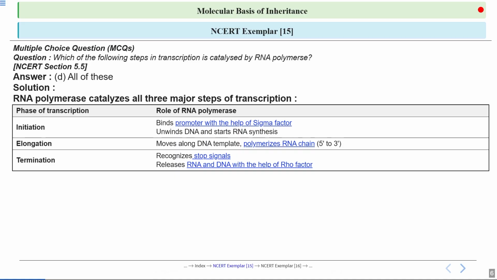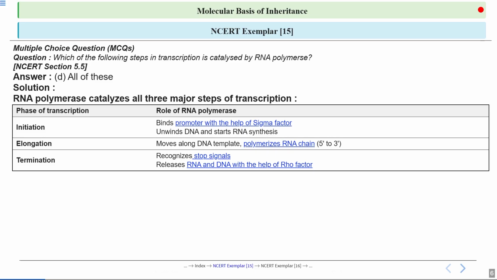Next, elongation step, RNA polymerase polymerizes the RNA chain in 5' to 3' direction. So remember this direction, 5' to 3'. Then next step is the termination step. Here the RNA polymerase will recognize the stop signals and with the help of the rho factor, the RNA DNA hybrid which was being synthesized is broken down and RNA is separated from the DNA.